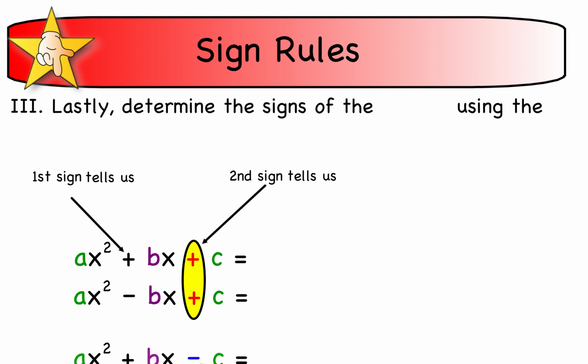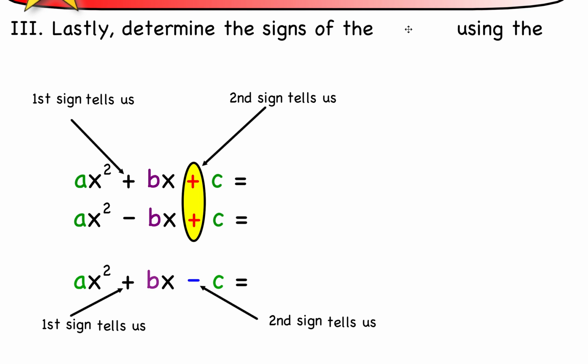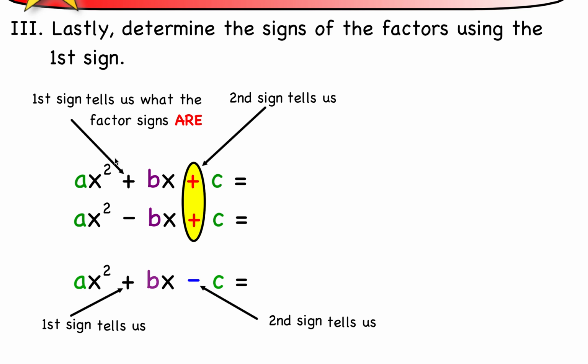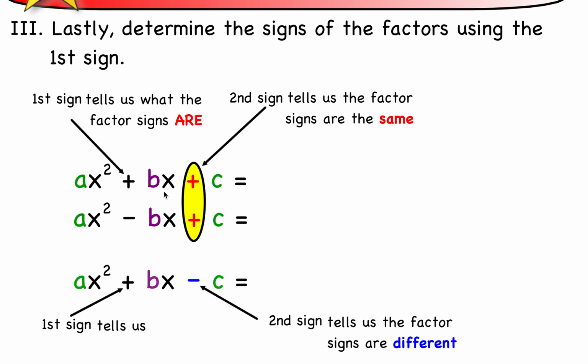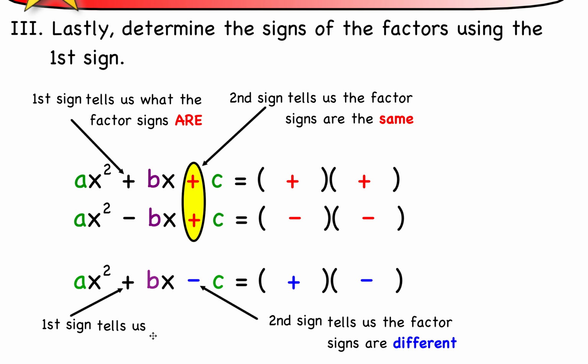So here are some more sign rules. It says determine the signs of the factors using the first sign. So the first sign will tell us what the factor signs are. Remember, the second sign tells us that the factor signs are either the same or they are different. And then the first sign tells us what they are. So in this case, the factor signs would be the same. They would both be plus. In the second scenario, the factor signs are the same, but they're both minus. And in the third scenario, the factor signs are different. We have one of each. And in the case of when we have different signs, the larger factor gets the plus sign.